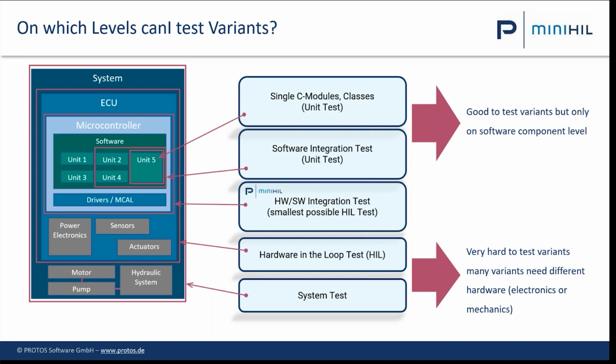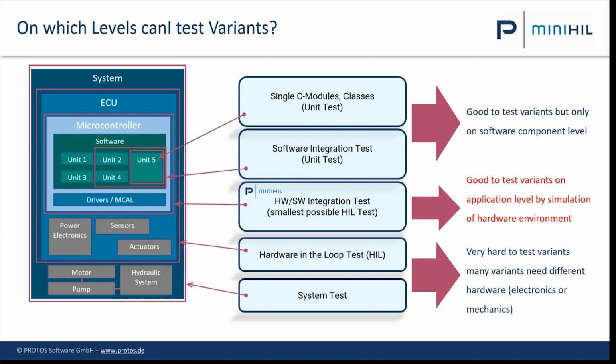Then the really hard thing to do is to go on system level, so with a hardware in the loop test or a system test, because it's hard to test variants if you need different hardware in the loop. So you have different electronics or even different mechanics for certain variants, and that's really hard to do, and it's very hard to automate because you need to switch the hardware between different motors, for example.